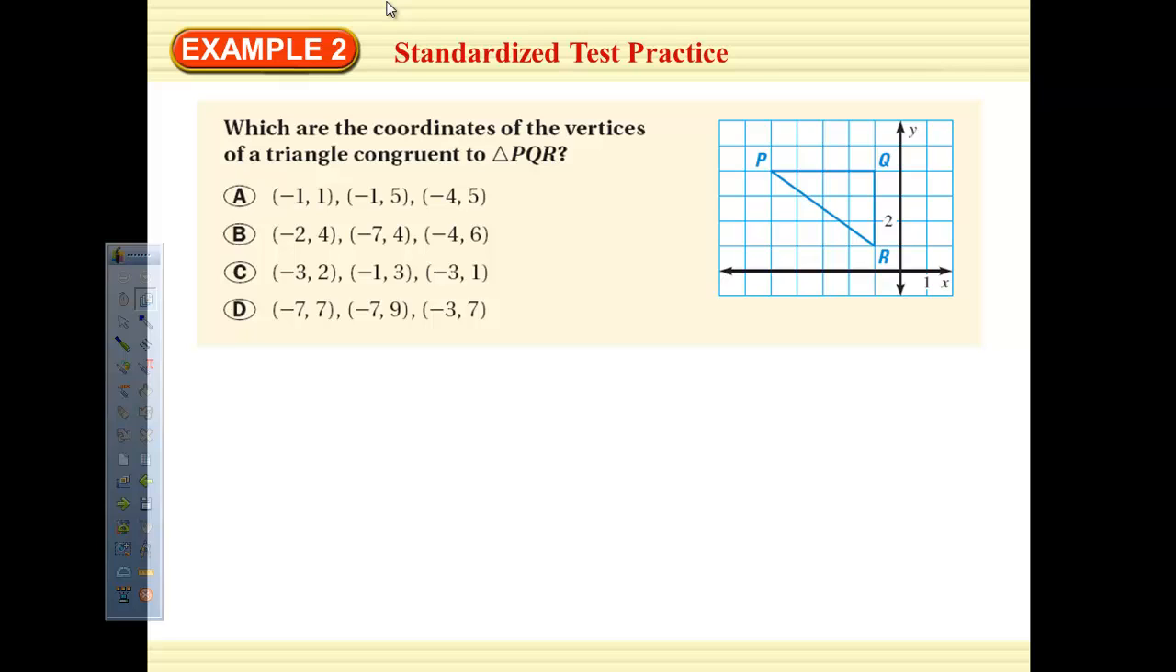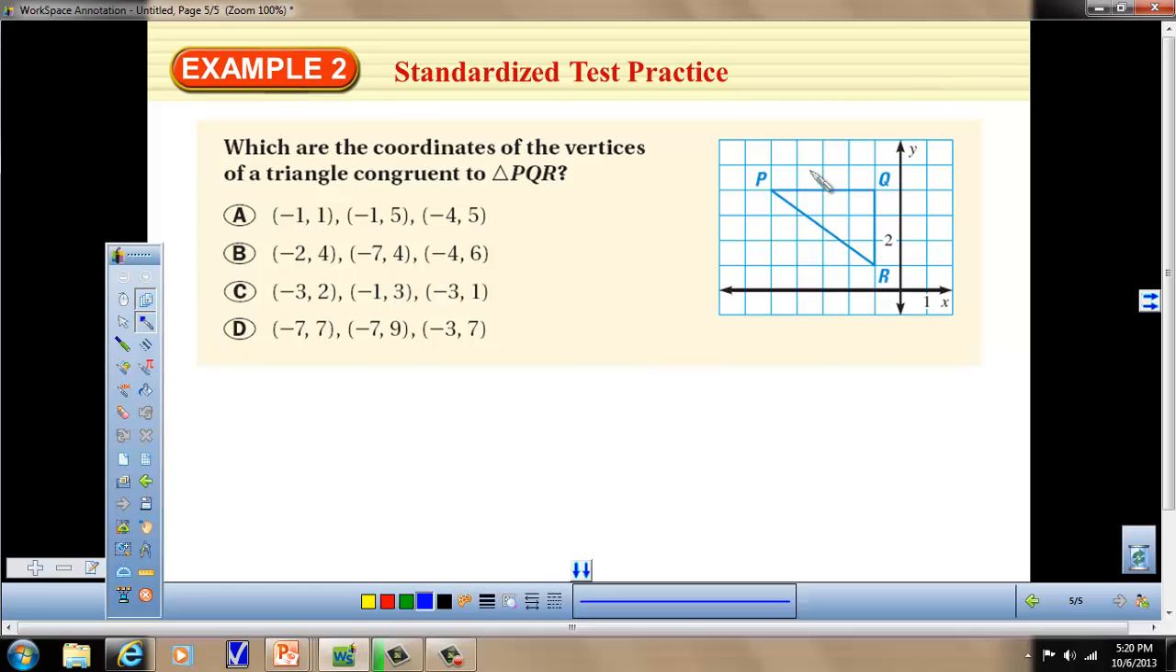Now we're going to look at a triangle that's on a coordinate axis and see if any of these points are congruent to the current triangle that's shown there, PQR. The key thing here is we need to know what the lengths of the three sides are. So in this case, PQ, pretty easy to just count that out and go 1, 2, 3, 4. So PQ is 4.